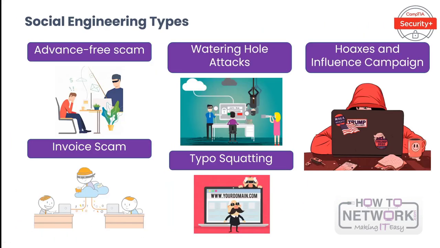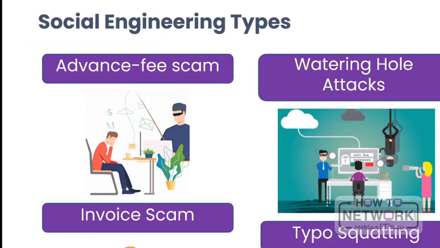Alright, so often an initial phishing attempt could be a means to commit fraud. So the first one is the advanced fee scam. In this scam, a large sum of money is promised, but the target is asked to make a small payment first in order to complete the transaction. And of course, the victim never sees the large return.